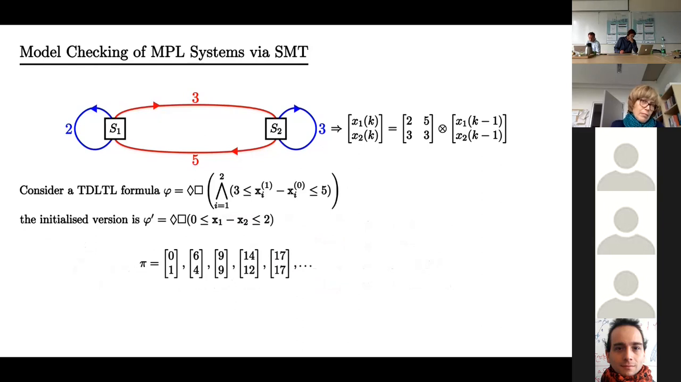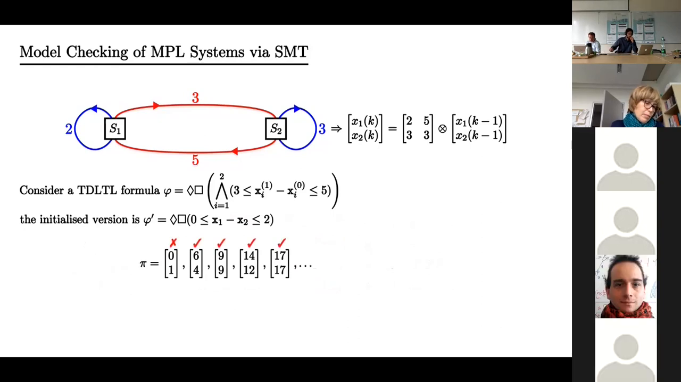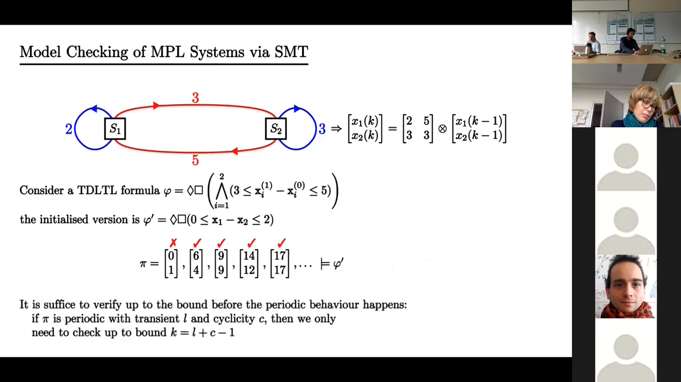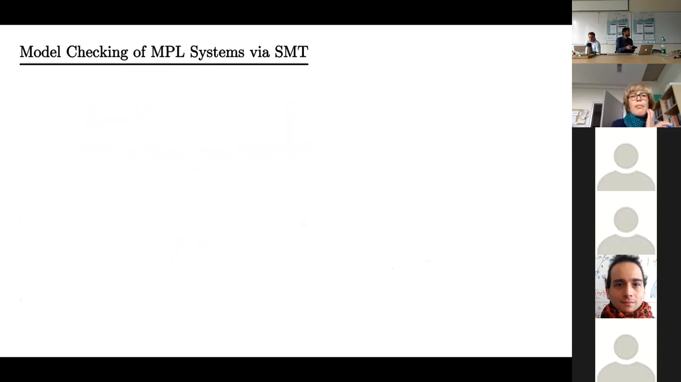It is easy to check that the propositions are satisfied by the states of MPL system from bound 1 until 4. In fact, the propositions are satisfied for bound greater than 4. In general, if the orbit is periodic with transient L and cyclicity C, then we only need to check up to bound equal to L plus C minus 1. The verification problem for MPL system is defined as follows.